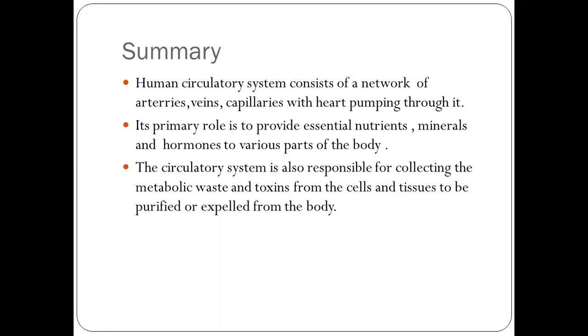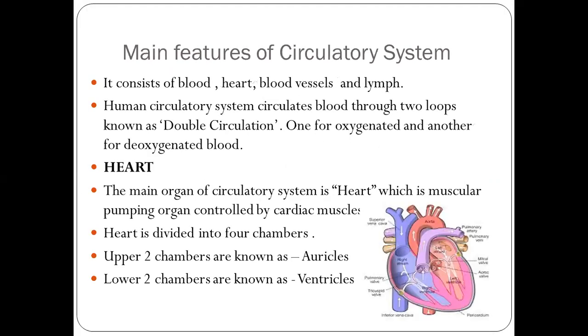Its primary role is to provide essential nutrients, oxygen, minerals, hormones to various parts of the body. The circulatory system is also responsible for collecting the metabolic waste and toxins from the cells and tissues to be purified or expelled from our body. So circulatory system is very important as it carries the nutrients as well as the waste to appropriate locations.